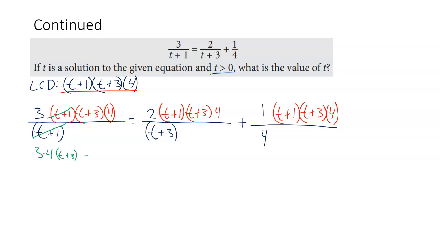What happens in the second fraction? The t plus 3 cancels out, leaving me with 2 times 4 times t plus 1. What happens in the last one? The 4 cancels out, leaving me with t plus 1 times t plus 3. Go ahead and take a minute, expand all that out, and group everything to one side so that you have a nice little quadratic that we can factor and solve.